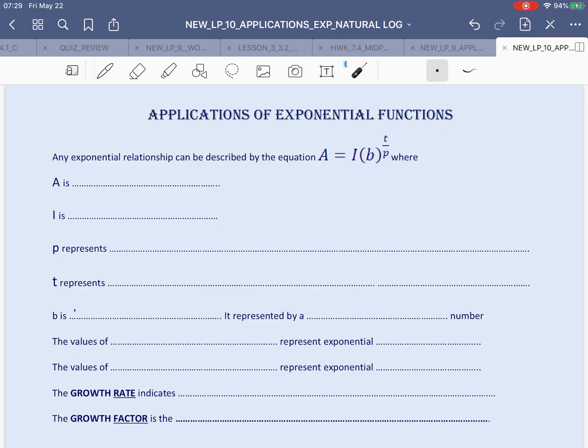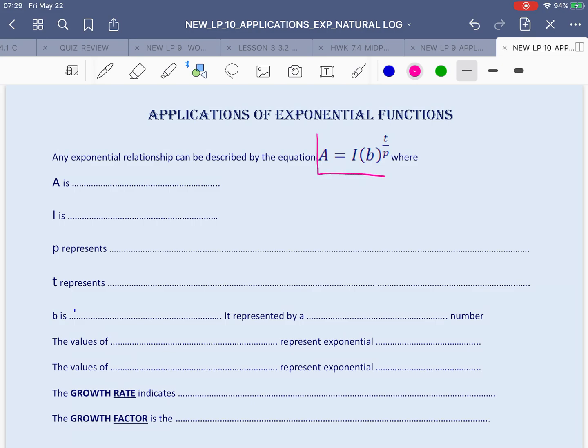Hi everyone. Next, we are moving on to the applications of exponential functions. In the applications of exponential functions, we normally deal with problems where a population is either increasing or decreasing in number. When a population is increasing in number, we call that exponential growth, and when it is decreasing in number, we call it exponential decay. Exponential growth or decay doesn't matter.